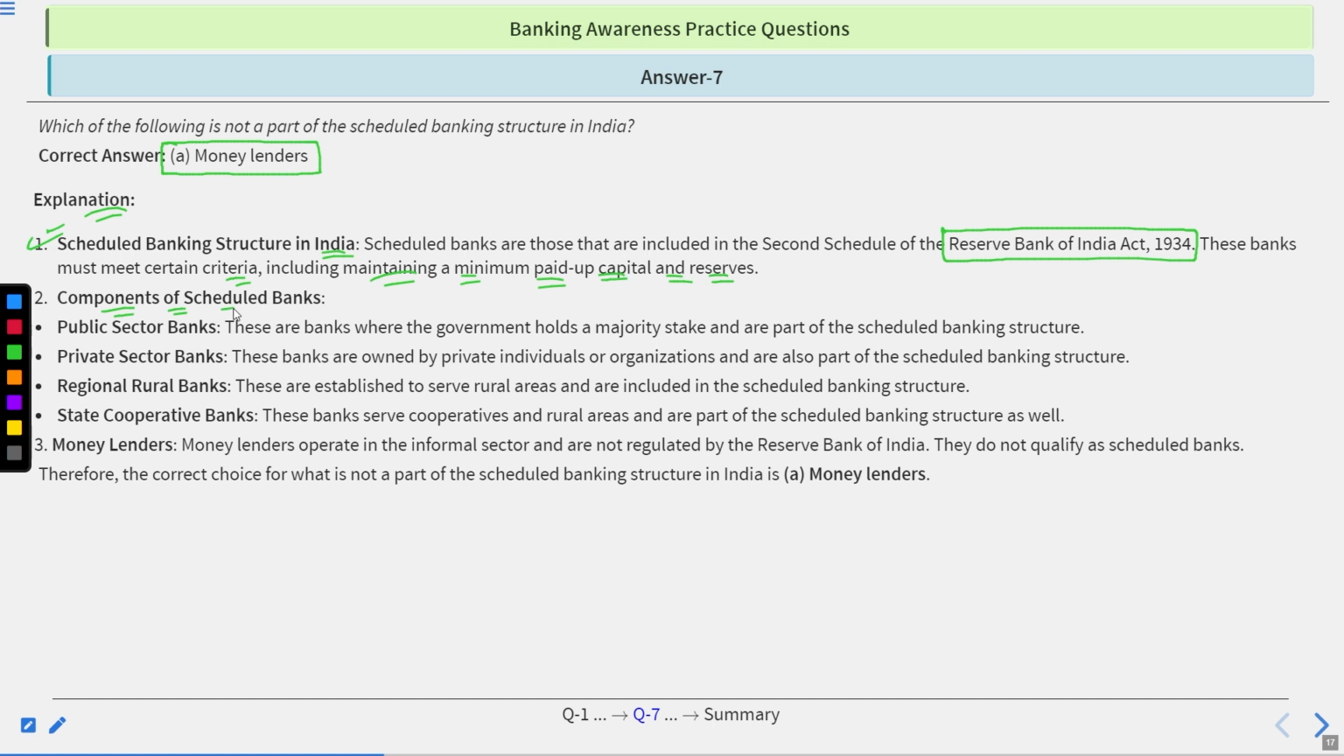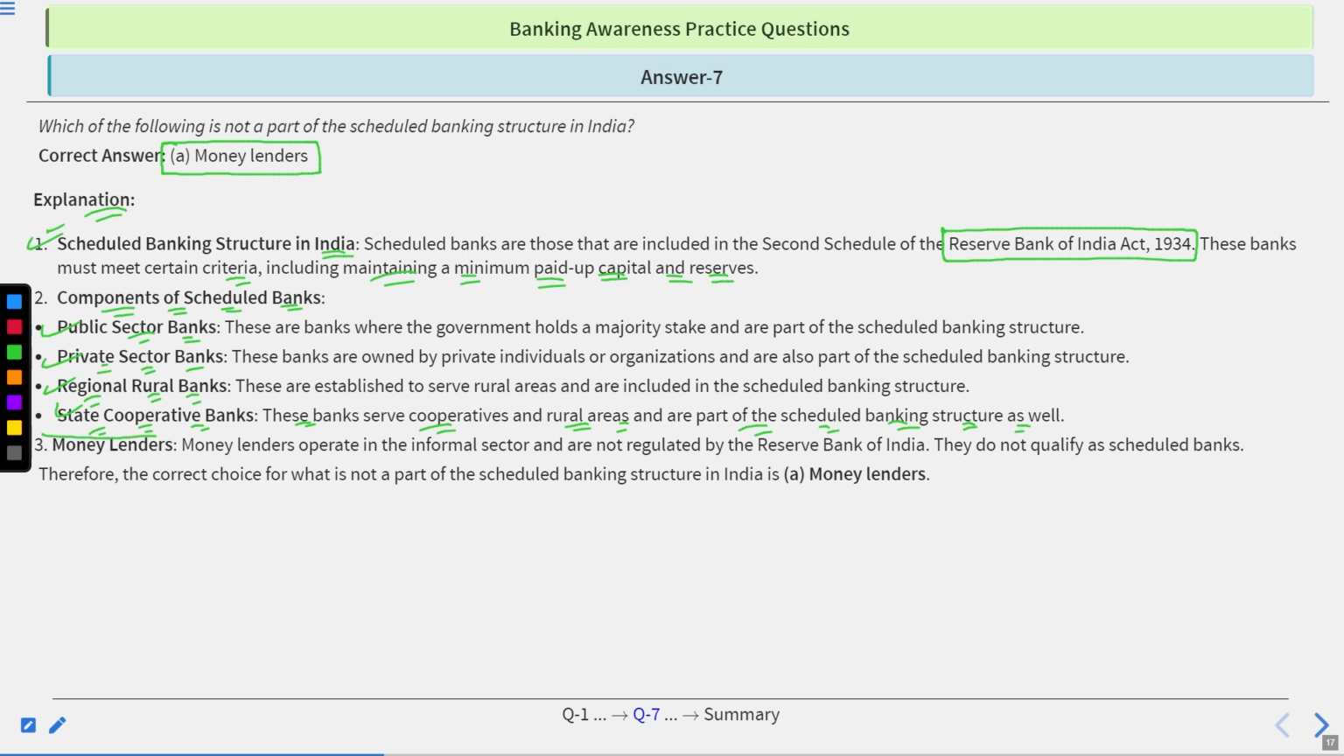Components of scheduled banks: public sector banks. These are banks where the government holds a majority stake and are part of the scheduled banking structure. Private sector banks. These banks are owned by private individuals or organizations and are also part of the scheduled banking structure. Regional rural banks. Established to serve rural areas and included in the scheduled banking structure. State cooperative banks serve cooperatives in rural areas and are part of the scheduled banking structure as well.